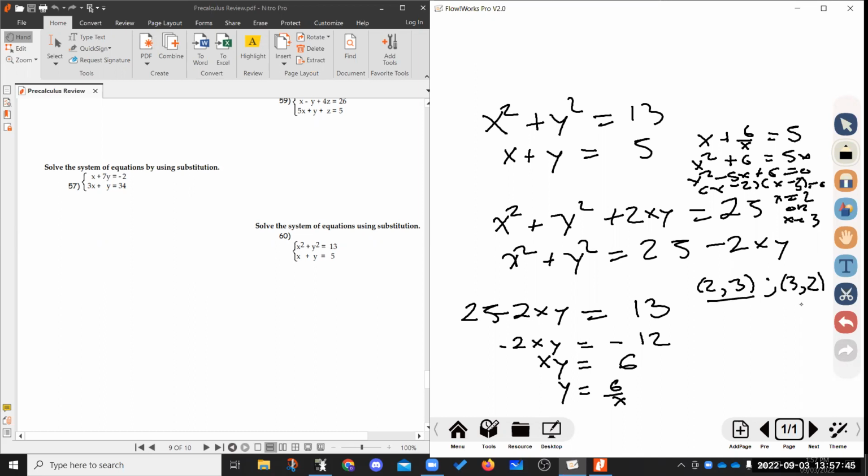So those should be my solutions. Let's go ahead and check them out. 4 plus 9 is 13. 9 plus 4 is 13. 2 plus 3 is 5. 3 plus 2 is 5. These are my two solutions right here.